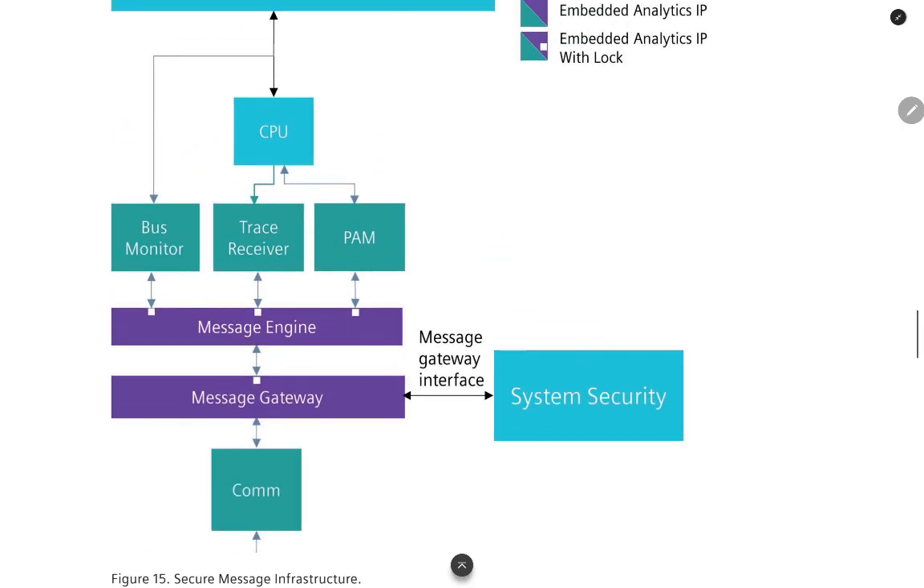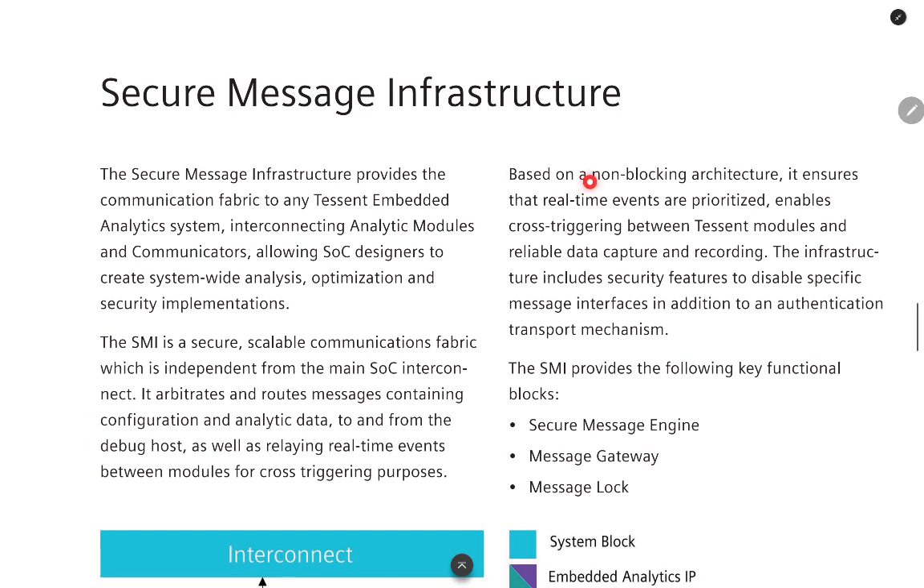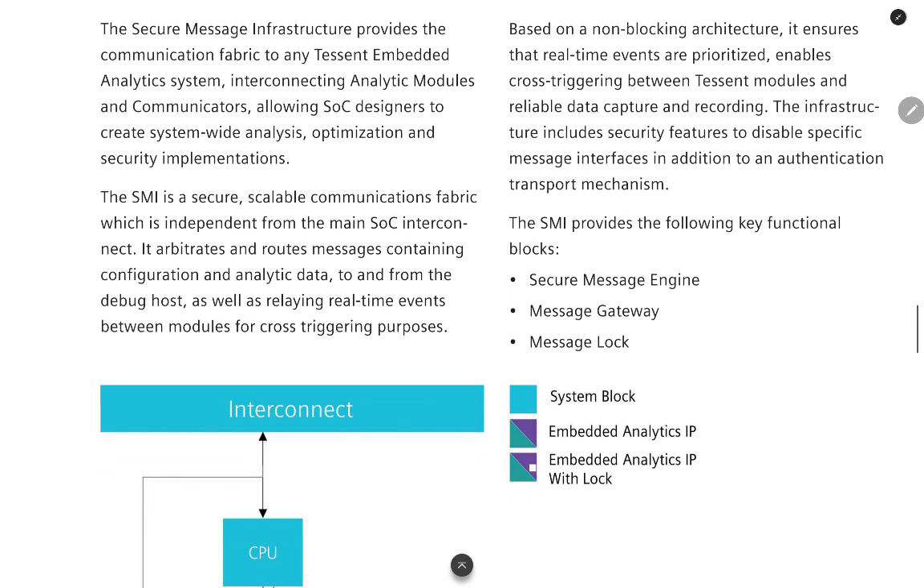This is figure 15, the secure message infrastructure. It is based on a non-blocking architecture. It ensures that real-time events are prioritized and enables cross-triggering between the Tessent modules and reliable data capture and recording. The infrastructure includes security features to disable specific message interfaces in addition to an authentication transport mechanism. The SMI provides the following key functional blocks: secure message engine, message gateway, message lock.